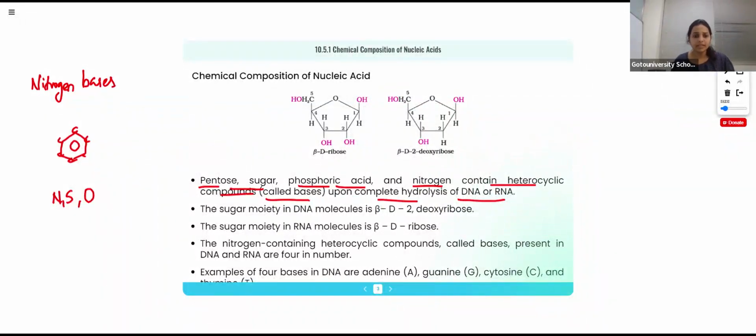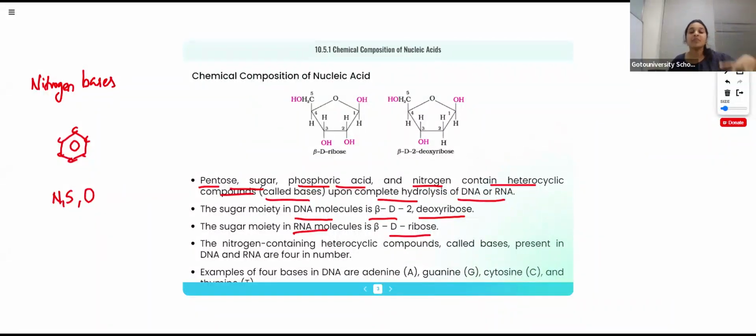Then the sugar component present in the DNA molecule is beta-D-2-deoxyribose, and in RNA the sugar is D-ribose. Whenever you do hydrolysis of RNA or DNA, the components you get are always the same. A pentose sugar will be there, phosphoric acid will be there, then a nitrogen base will be there. Then what is the difference between DNA and RNA? There is a structural difference. We will come to that point later.